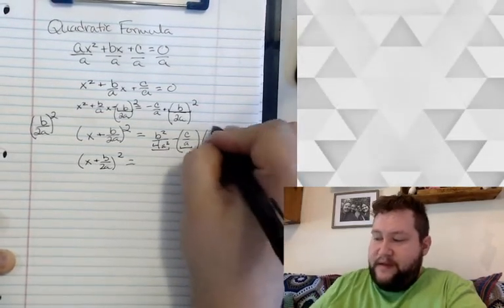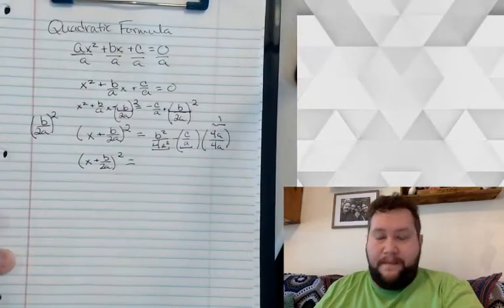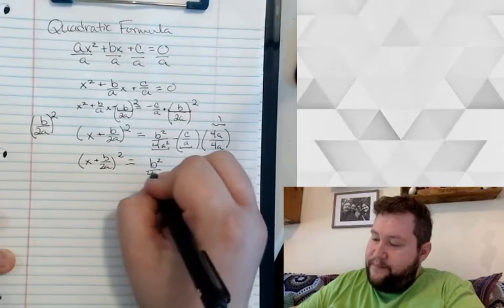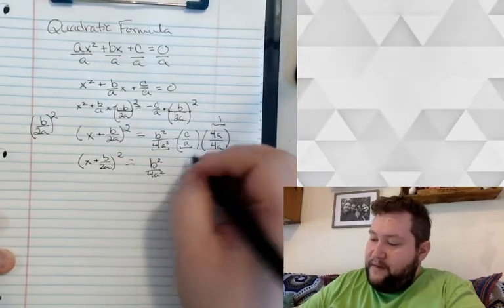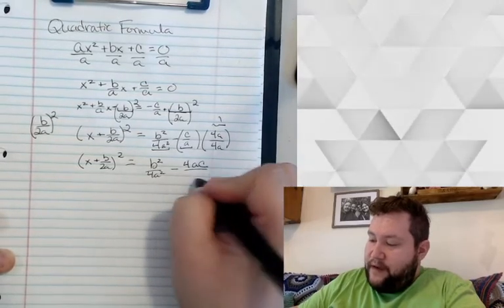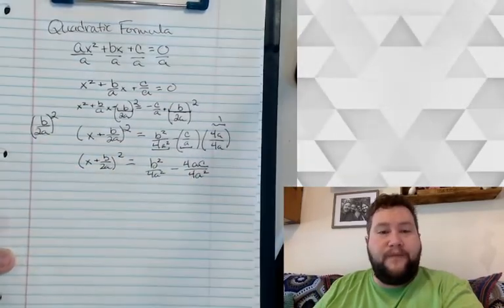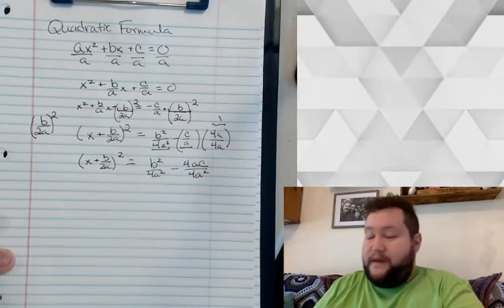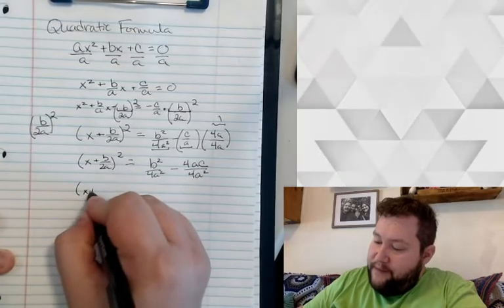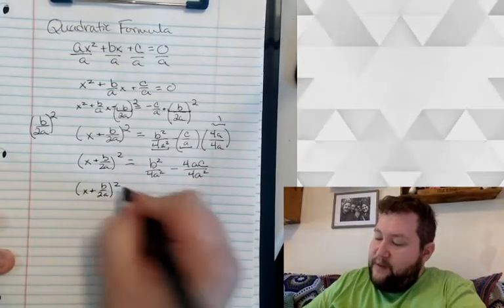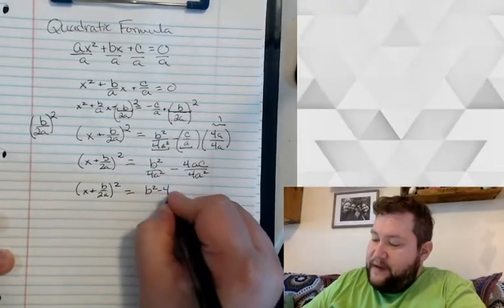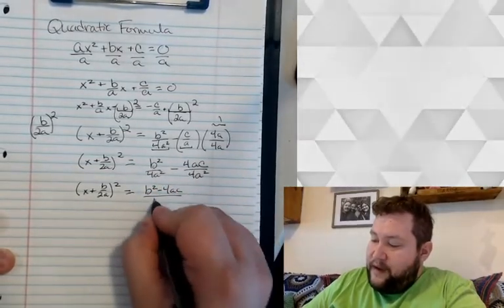And since that's 1, it doesn't change our value. We have b squared over 4a squared, and multiply that minus 4ac over 4a squared. I'm doing this because I want to use the square root method. x plus b over 2a squared equals, we have a common denominator, b squared minus 4ac all over 4a squared.